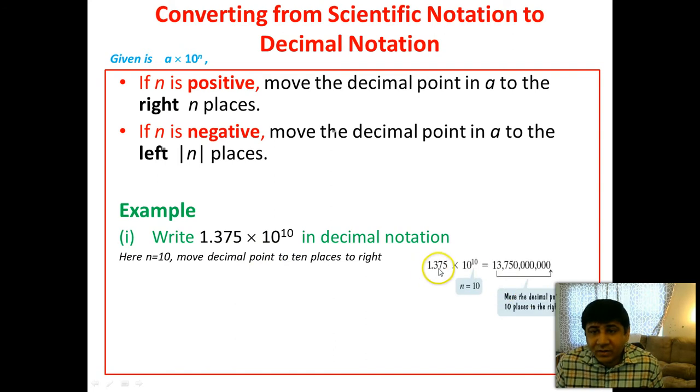So this was this one here. We have to move 10 places. So 3 is already there. So we have 1, 2, and 3. That means we need 7 more zeros. So 7 zeros are here, and 3 are already there. This is your decimal notation.